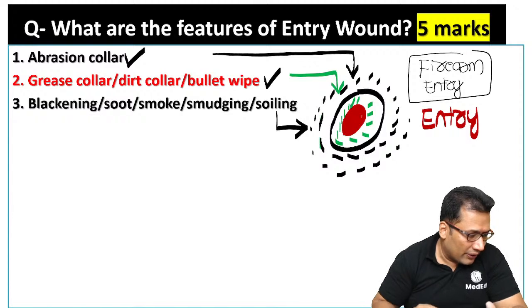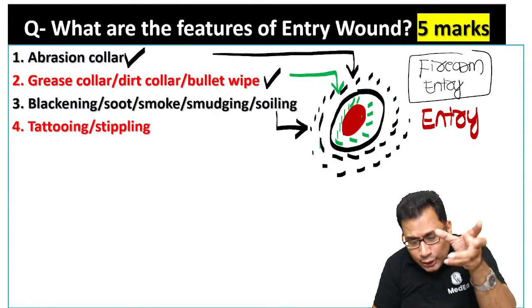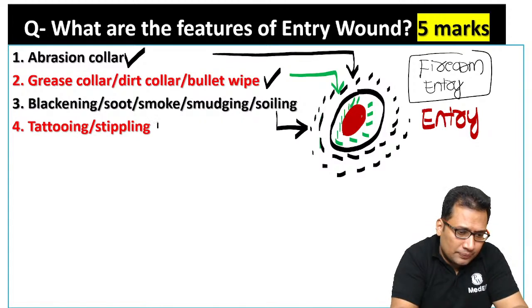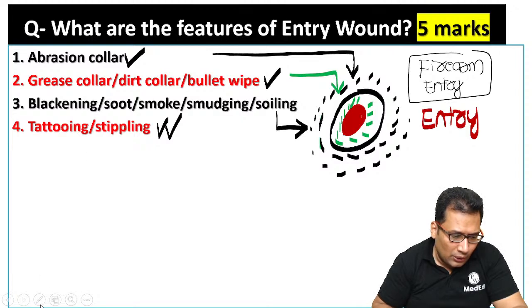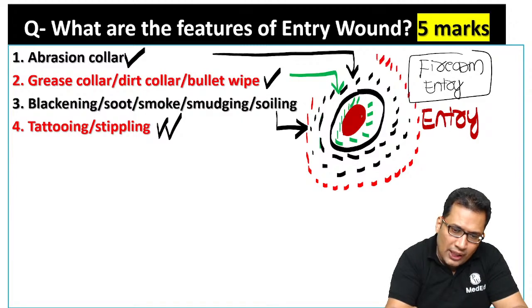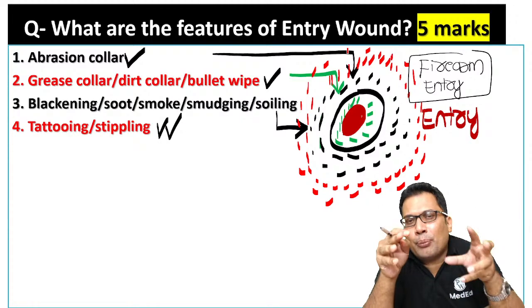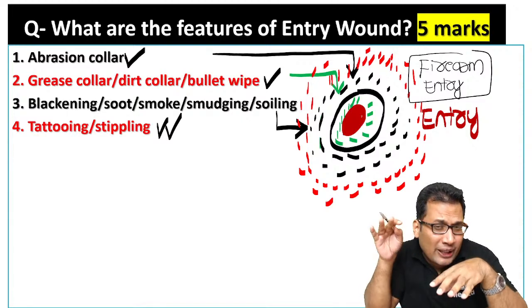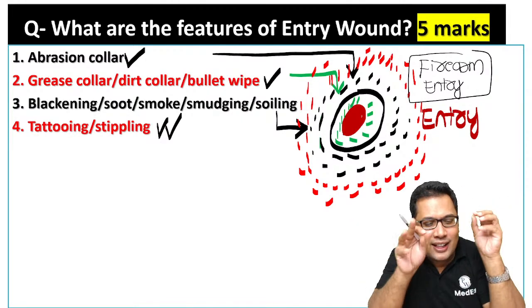Now, in some entry wound, especially in case of near shot, you will see tattooing. So what is tattooing? The tattooing are superficial injuries because of the gunpowder. Gunpowder also penetrates the skin. It forms small entry wounds around the main entry wound, that is known as tattooing.